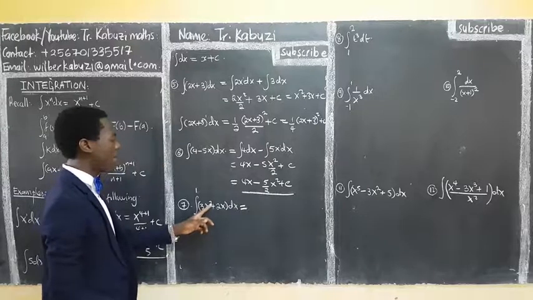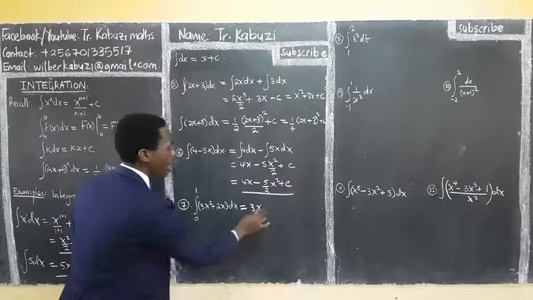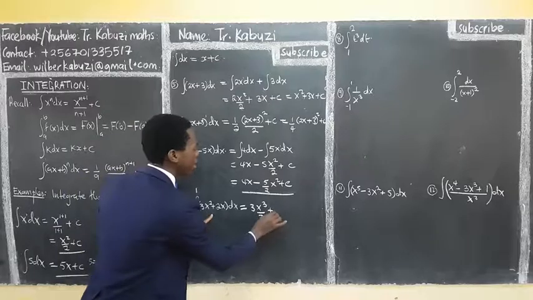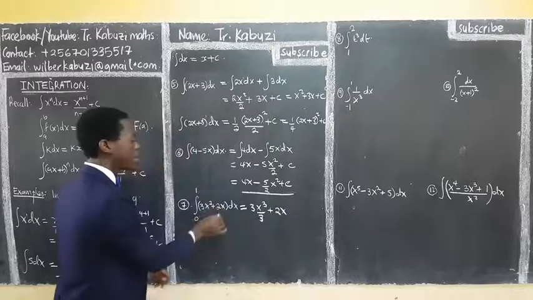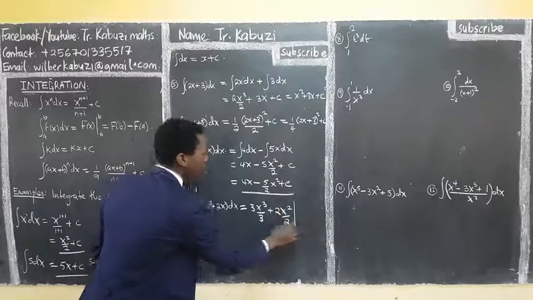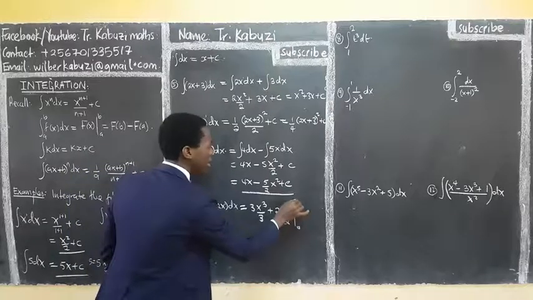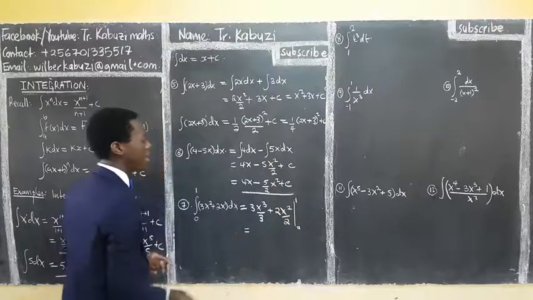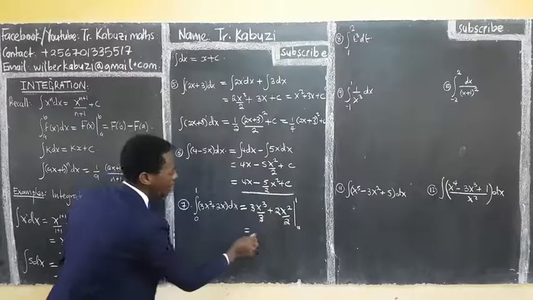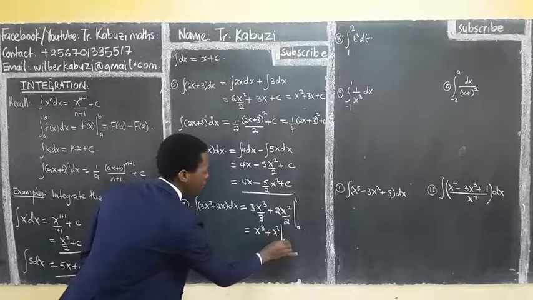This one is x power 2. Now you increase the power by 1, you get 3, divided by the new power 3. Then plus 2, we increase the power by 1, it is to the power 1, so we get 2x over 1. This time we have limits, so we don't put down the constant of integration, from 0 to 1. Now this and this cancel. This will be x cubed plus x squared from 0 to 1.